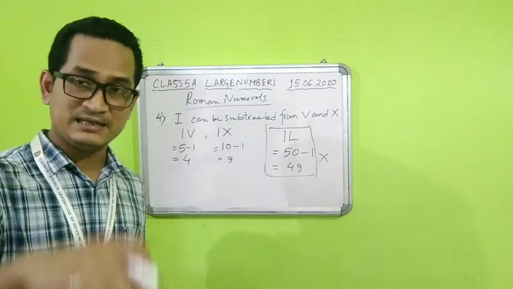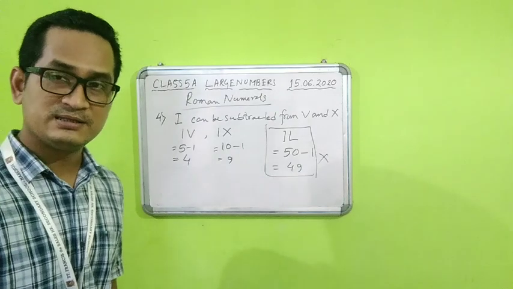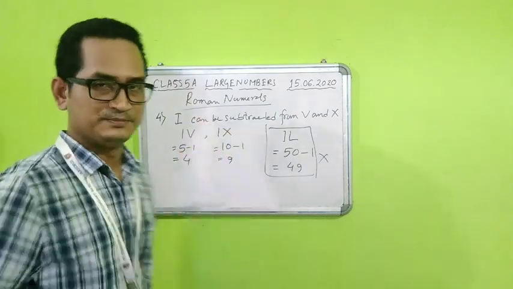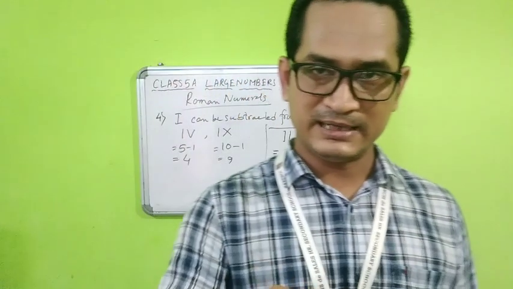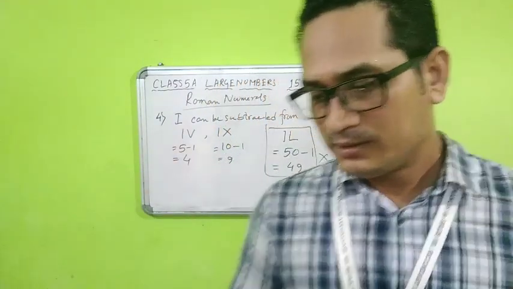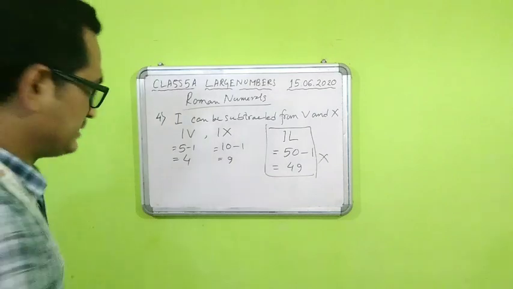That means I will sit in front of which two letters? That is V and X. That is, I will be on the left hand side only with these two letters, V and X. Okay. Second one, how will X be subtracted? Let us see that.